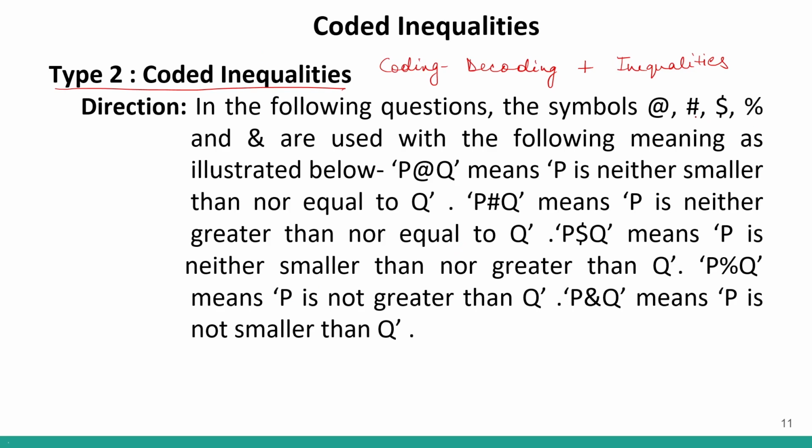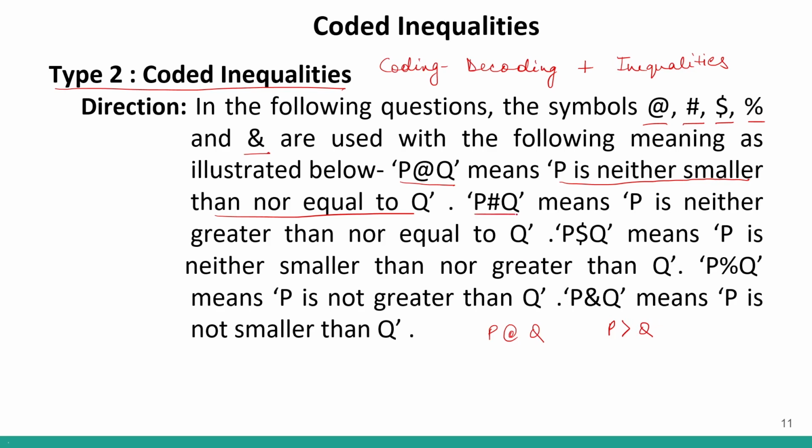It says that certain symbols are being used. These 5 symbols will denote the 5 operations, that is greater than, smaller than, equal to, greater than or equal to, and smaller than or equal to. They are represented by these. It says that p at the rate q means p is neither smaller nor equal. So if it is not smaller and not equal, that means it is greater. So p is greater than q.